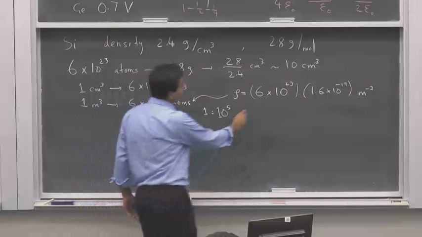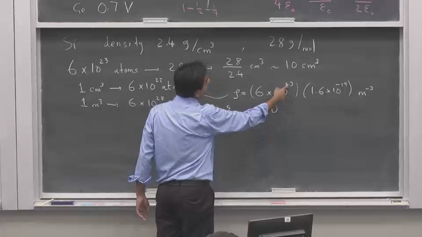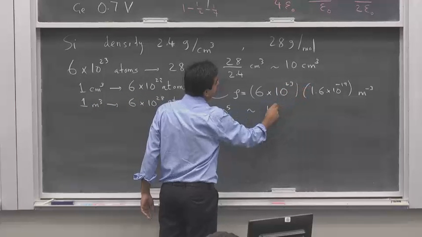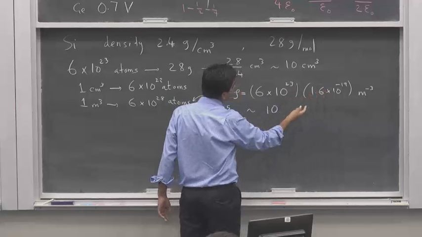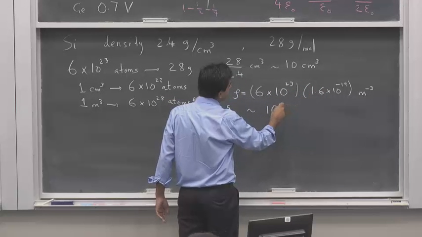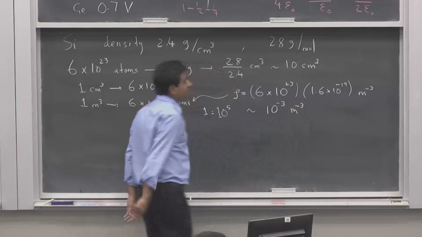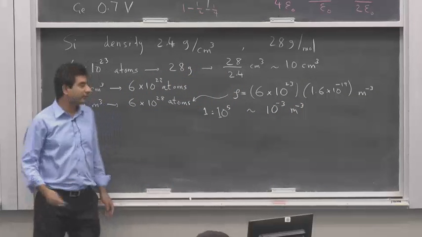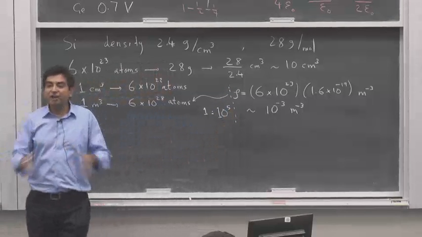Let's call this 10 raised to power 24 minus 19. This is 1.6. 23 minus 19 is minus 4. Let's call this minus 3 per cubic meter. Alright, I'm doing a rough calculation here, by the way. So this is my charge carrier density.